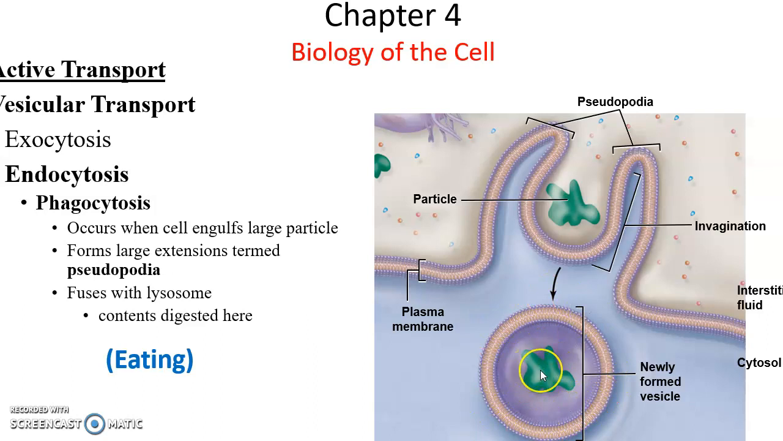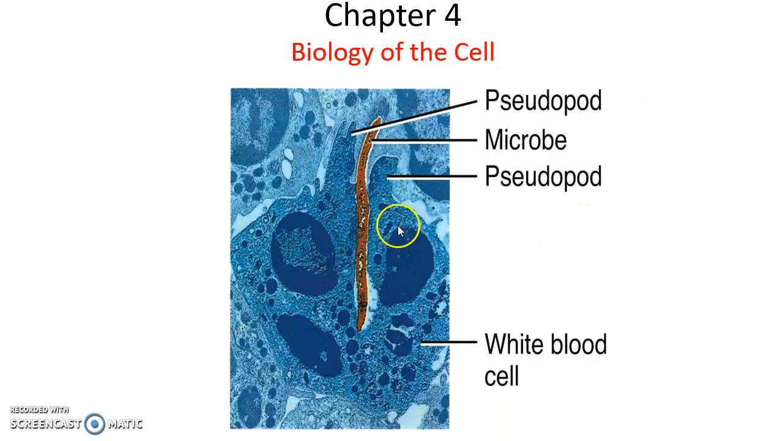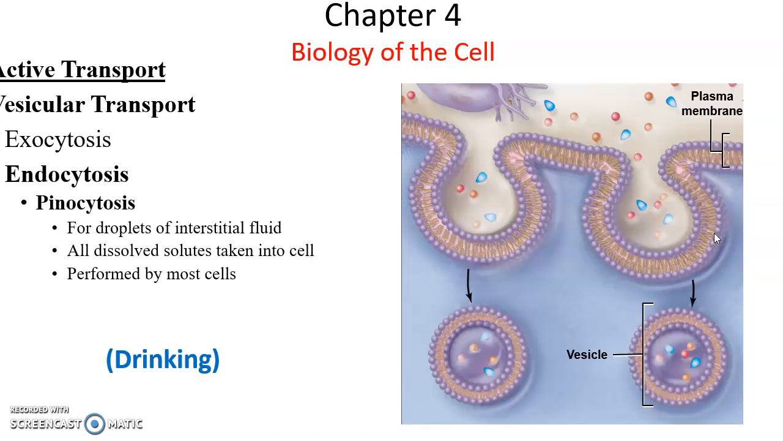So this is phagocytosis, sort of like cell eating, and then a lysosome will fuse with this vesicle and release digestive enzymes to break down that large solid material. So for instance, our white blood cells do this when they surround and bring in bacteria to destroy.